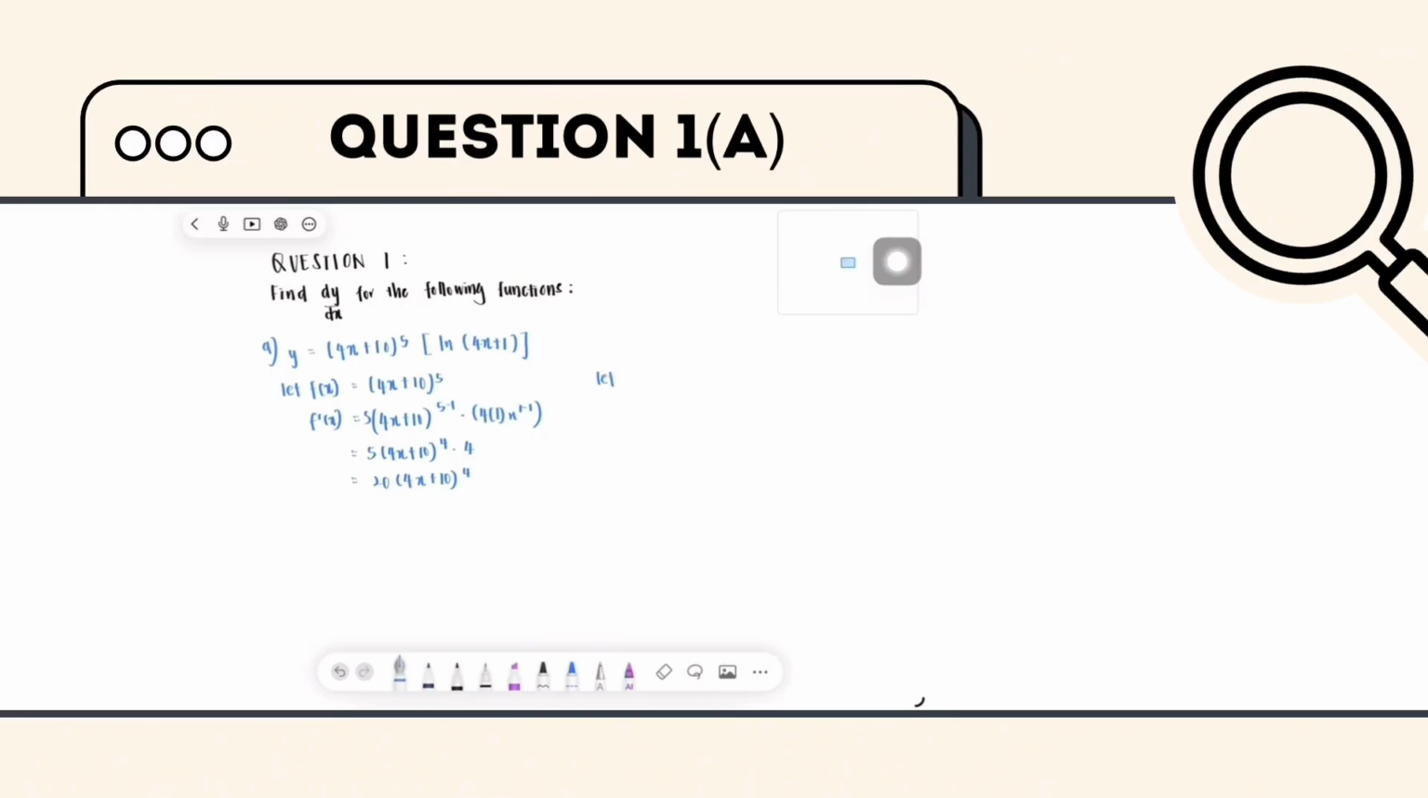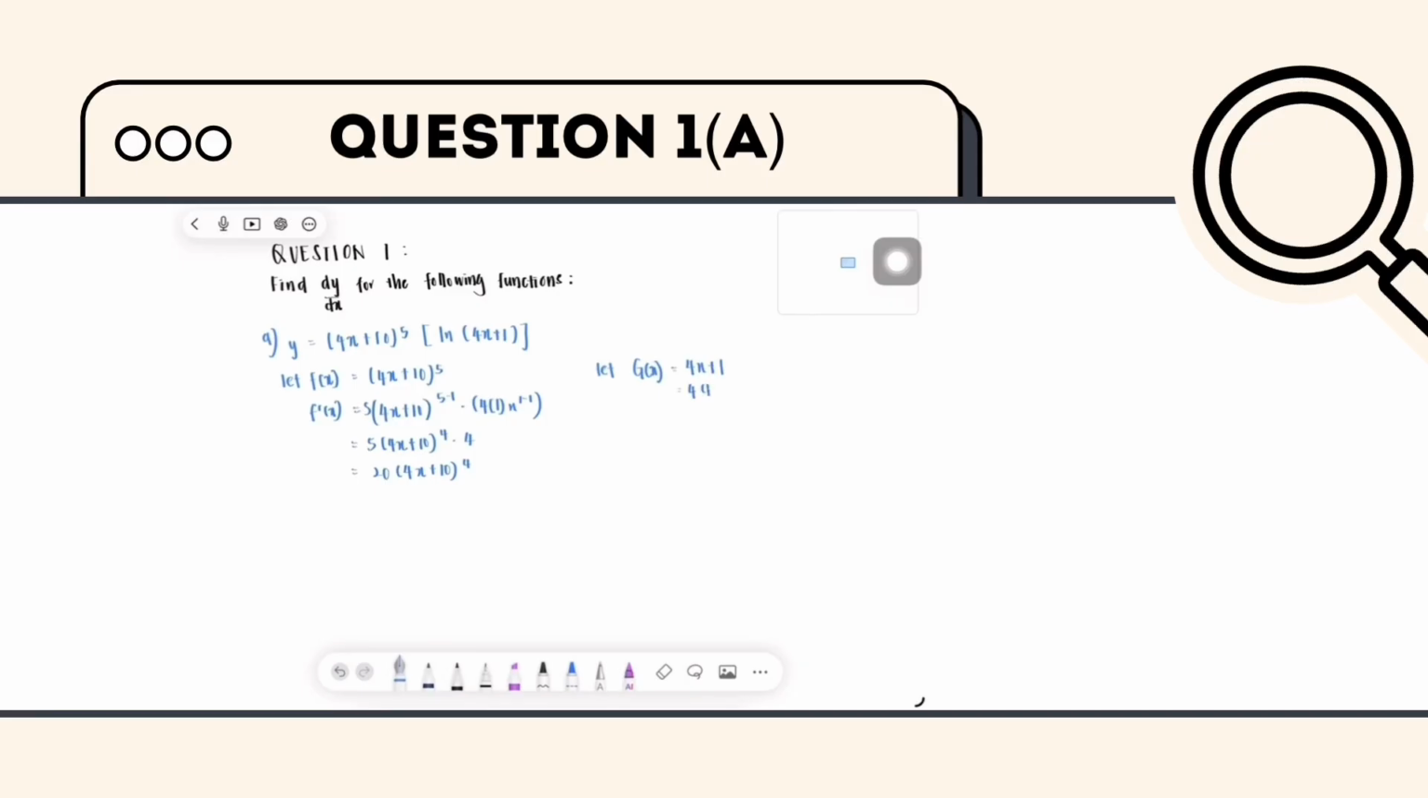Now, let's find the derivative of ln(4x plus 1). The derivative of the inside expression is 4. Using our derivative rule for logs, that puts the 4 in the numerator over the original inside function. So, our g prime x is 4 over 4x plus 1.